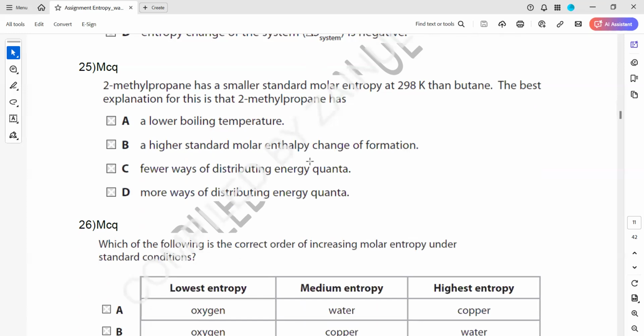Question 25: 2-methyl propane has a smaller standard molar entropy than butane. What is the best explanation for why 2-methyl propane has a lower molar entropy? The structure of 2-methyl propane will be like this. This will be CH3, this will be H, this will be CH3. Fewer ways of distributing energy quanta.